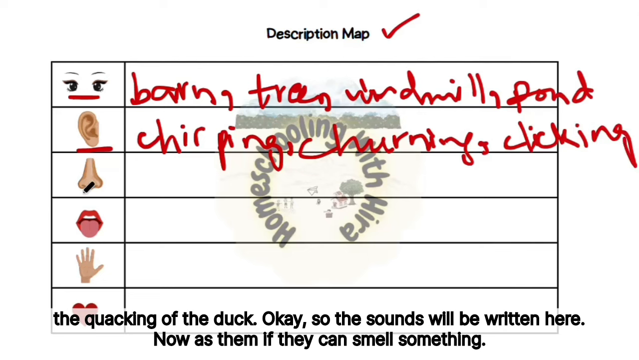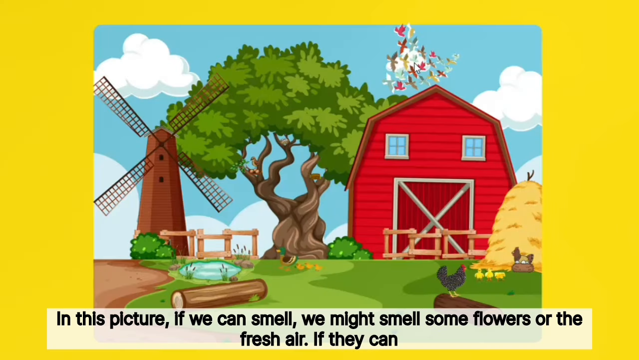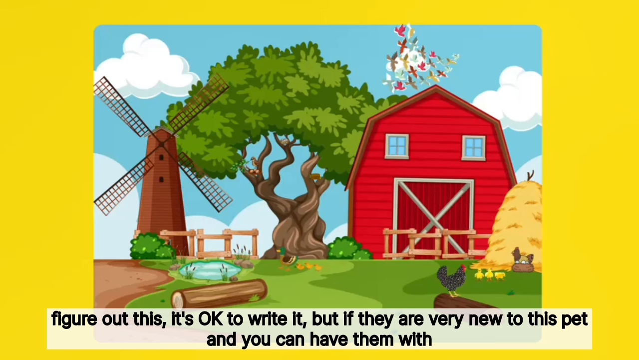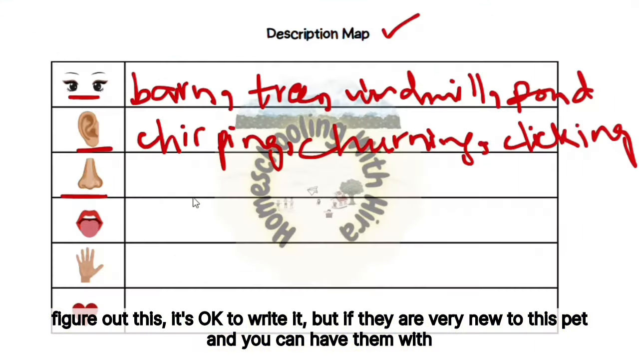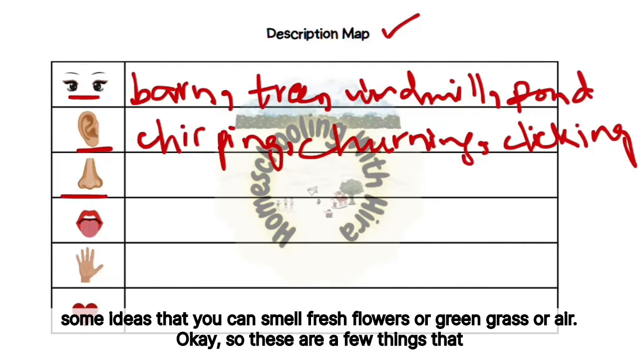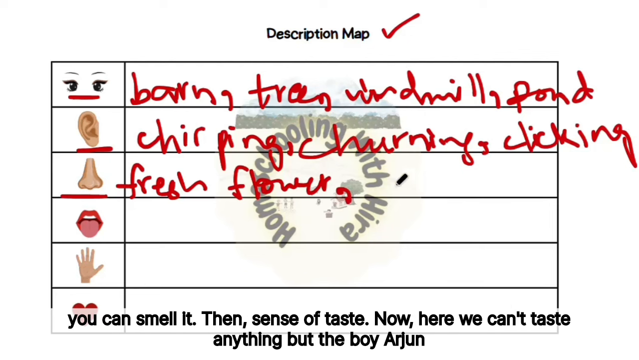Now ask them if they can smell something. In this picture, we might smell some flowers or the fresh air. If they can figure this out, it's fine to write it, but if they are very new to this pattern, you can help them with some ideas, that you can smell fresh flowers or green grass or air. Okay, so these are a few things that you can smell.